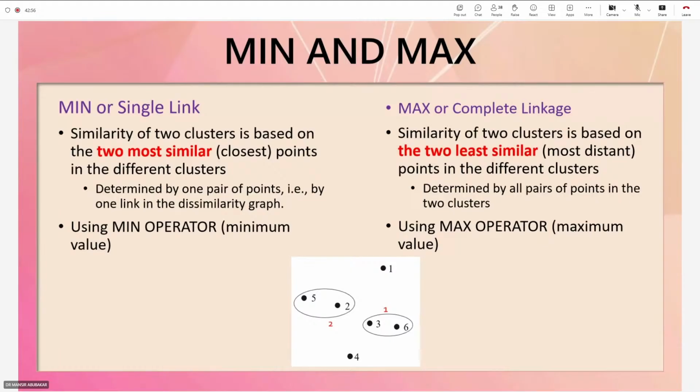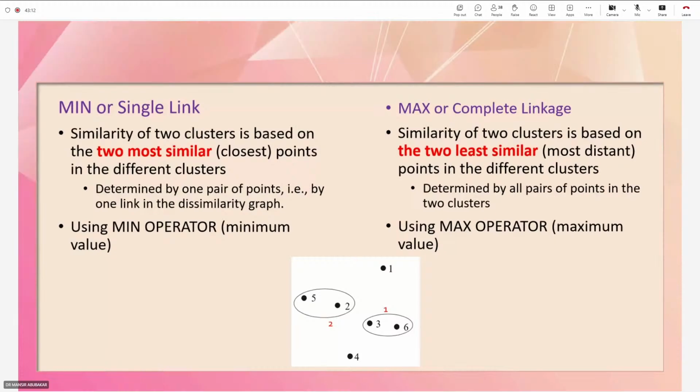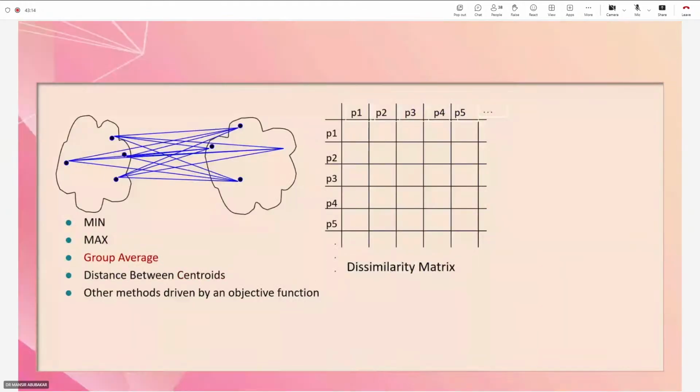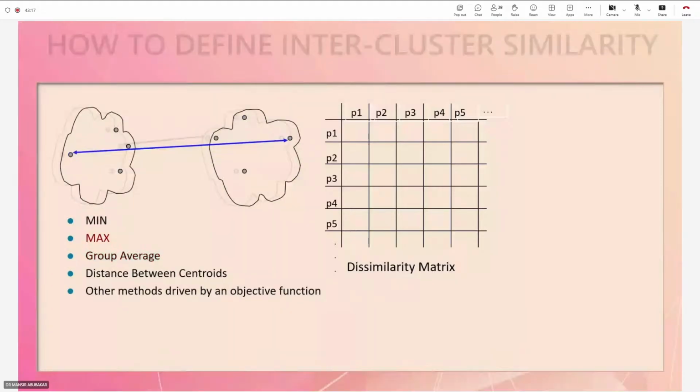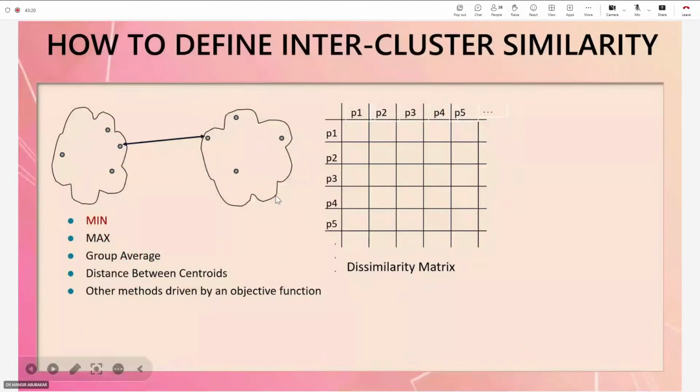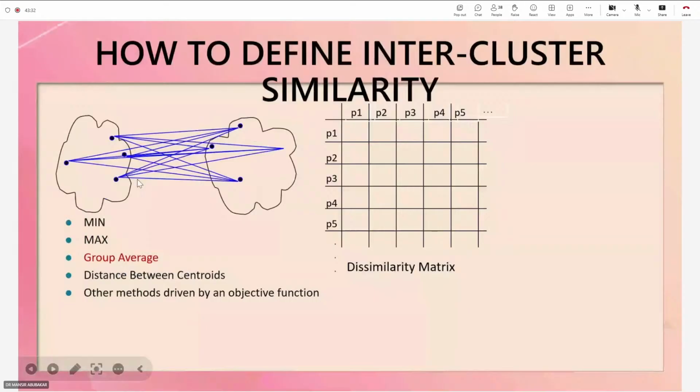So the minimum point, or the closest point, is going to be considered, the closest point in the different cluster. This is determined by one pair of points, that is, by one link in the dissimilarity group. So this is why we say the two most similar. If you go back here, you can see the minimum. You can see the two closest points, because this one is the closest to this particular cluster, and then this point is the closest to this cluster. So this is why it is called minimum, or single linkage.